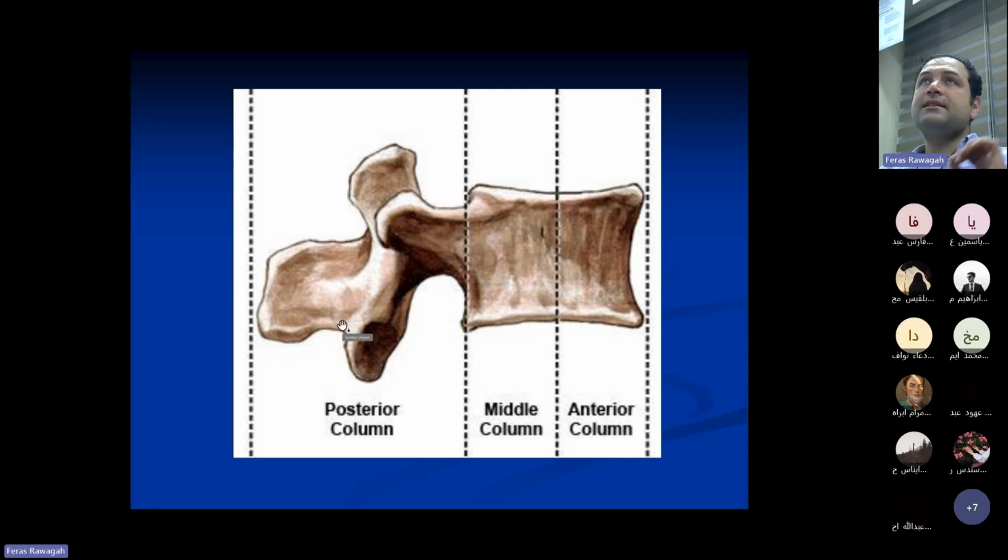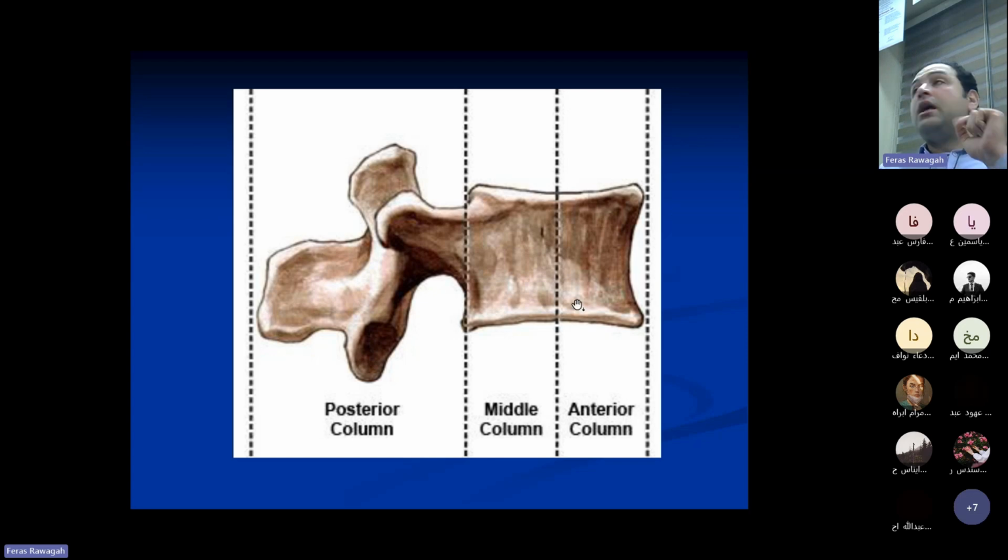So Dennis said that if you have one column fracture, one column injury, this is a stable fracture. If you have a two column injury, this is an unstable fracture. If you have a three column fracture, this is for sure an unstable fracture.